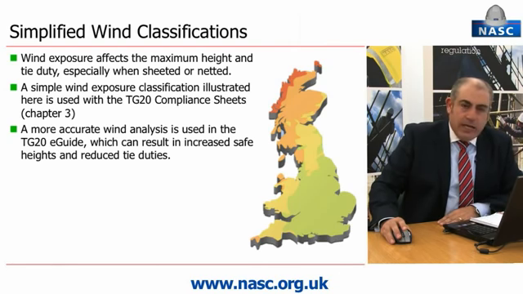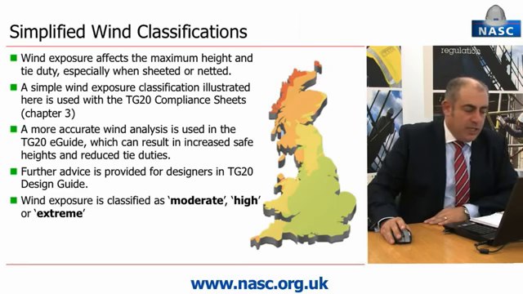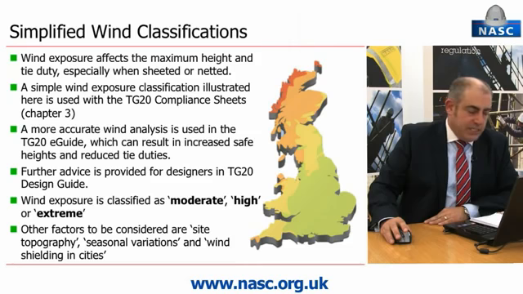A more accurate wind analysis is used in the TG20 e-guide, which can result in increased safe heights and reduced tie duties. Further advice is provided for designers in the TG20 design guide. Wind exposure is classed as moderate, high or extreme and is colour-coded for ease of identification. Other factors to be considered are site topography, seasonal variations and the wind shielding effect in cities.